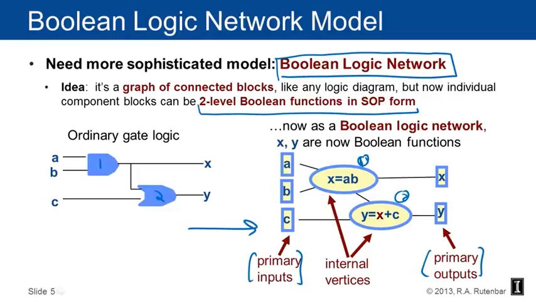Y equals B plus C, perfectly nice sum of products form, got two products. Each of the products is pretty simple. But in general, the contents of each of our nodes in a Boolean logic network can be arbitrarily complex. They just have to be two-level Boolean functions in sum of products form. This turns out to be a remarkably useful way of representing complicated multi-level logic.